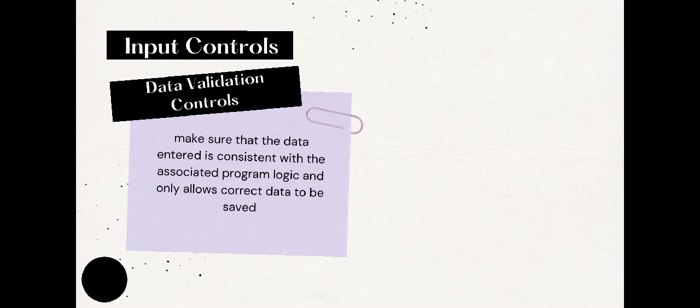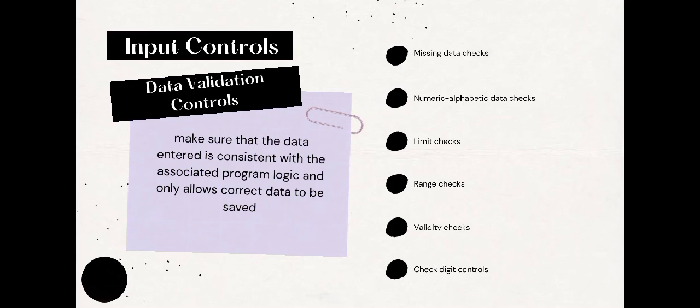Second input control is the data validation controls, which make sure that the data entered is consistent with the associated program logic and only allows correct data to be saved. So the following validation tests were discussed in Chapter 7, which are relevant to the revenue cycle. So I will not be further discussing this.